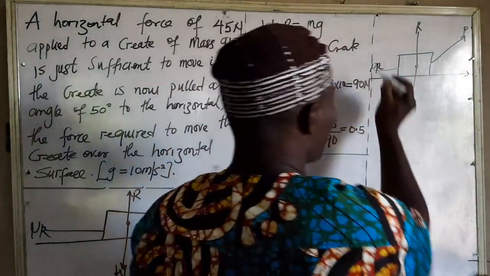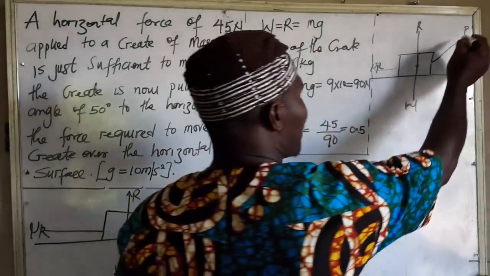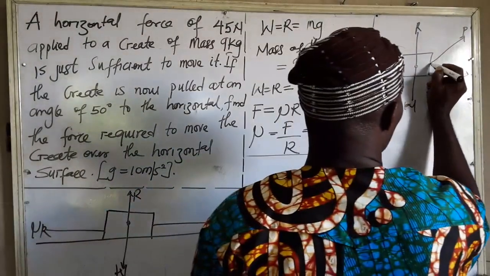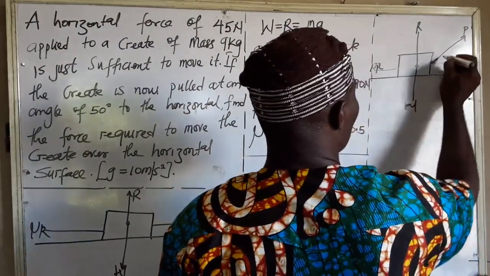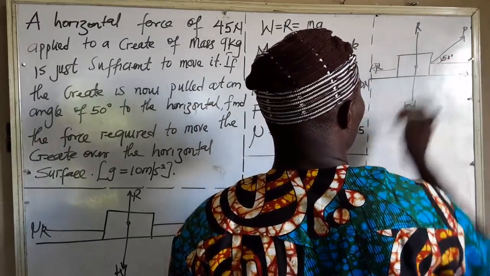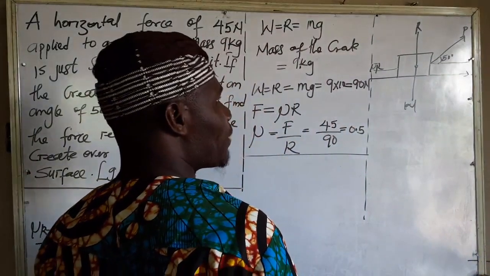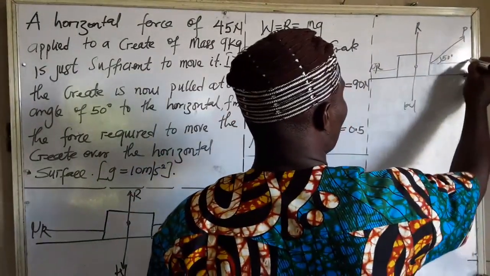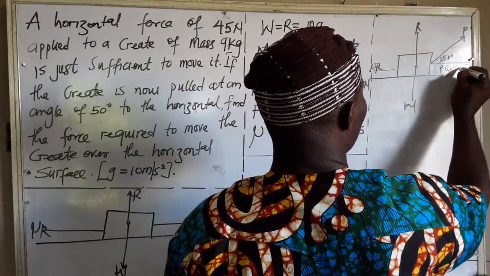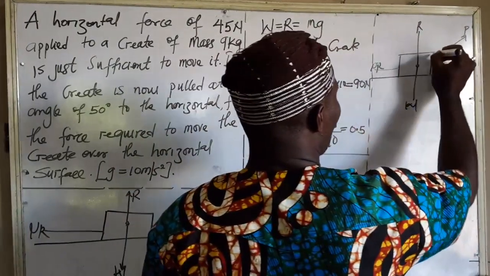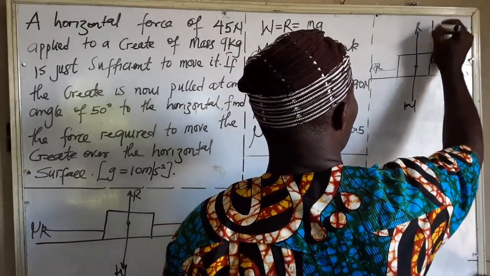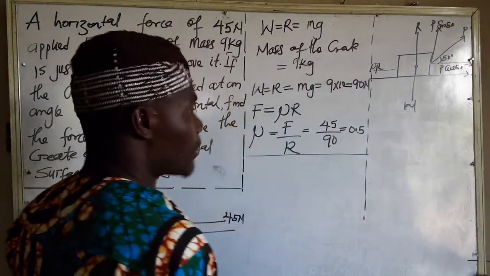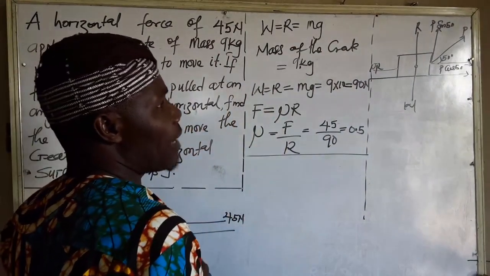Therefore, these are the forces, with the angle given as 50 degrees. The most important thing to know is you must find the components of P. We have two components: P cos 50, which is the horizontal component, and the vertical component, which is P sin 50. Those are the two components you must get as you are solving this question.